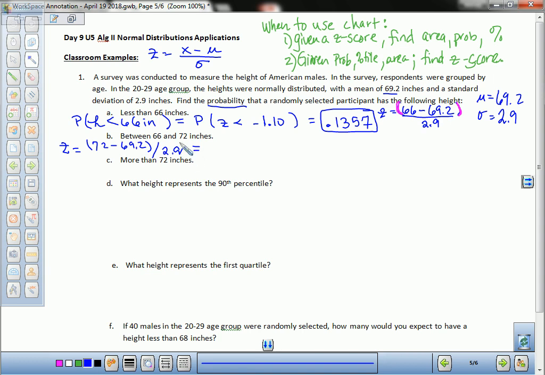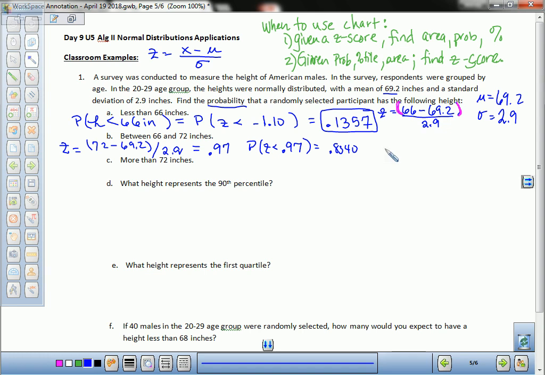Rounded to the nearest hundredth would be 0.97. So we find the probability for a z-score less than 0.97 on our chart now. And what did you get? 0.8340? Correct.